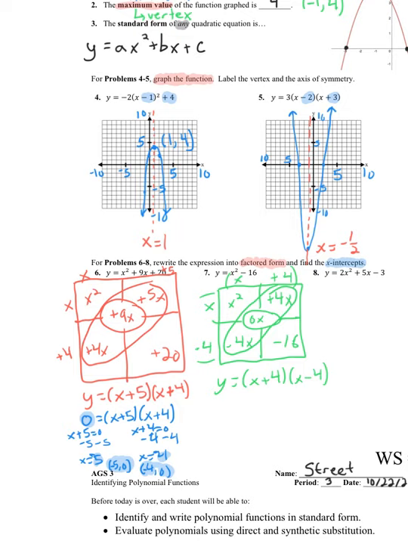So to find the axis of symmetry and the vertex in question 5, all I did is I graphed it on Desmos, and then I just looked for the vertex on the graph on Desmos. Okay, that's what I would say for number 5.